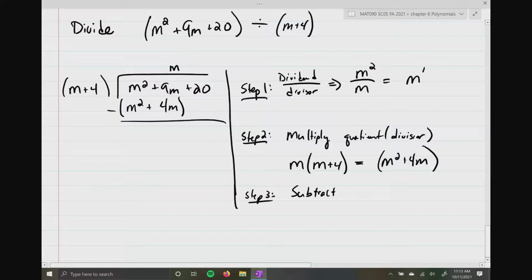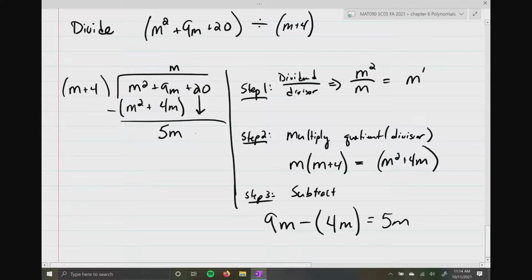How do I know I'm on the right path? There's something that will always happen, and it's going to happen right here. How do I know I'm correct? Exactly. Very good, Megan H. Notice right here in the very first, m to the second minus m to the second is zero. So the only thing that we really need to be concerned with is 9m minus 4m. Pretty easy. What's 9 minus 4? 5m. Very good.